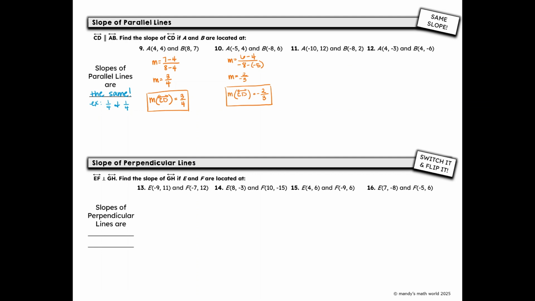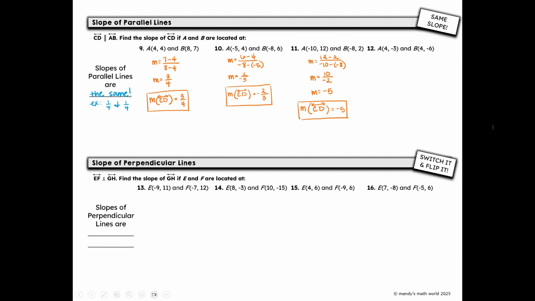Number 11, same thing. Let's plug it into our slope formula. If you want to pause the video and try it yourself, I would encourage you to do that now. Here it is plugged in. I did 12 minus 2 over negative 10 minus negative 8. That simplifies to 10 over negative 2, which simplifies to negative 5. So the slope of line CD, which is parallel to line AB, is also going to be negative 5.